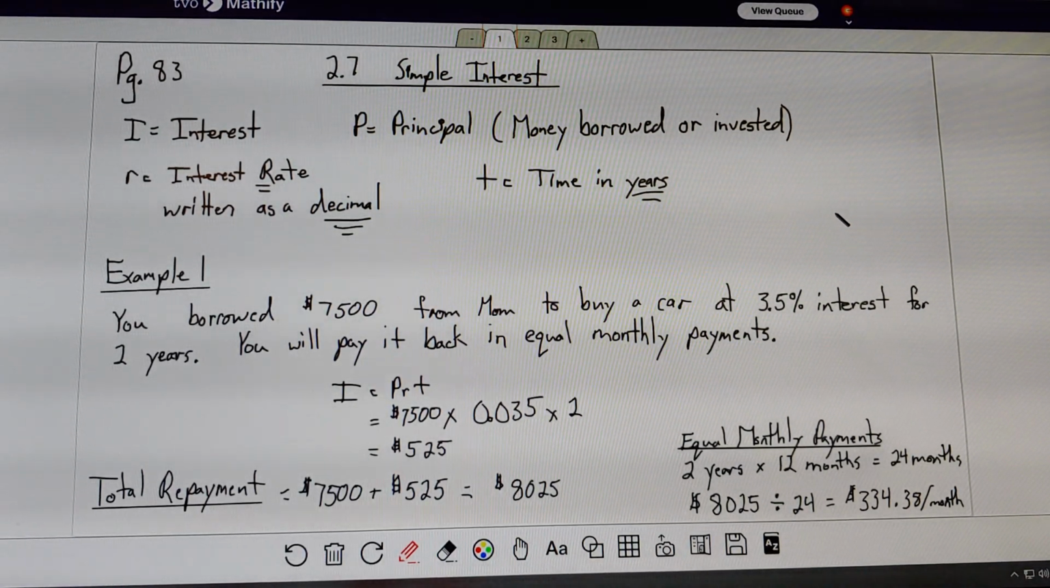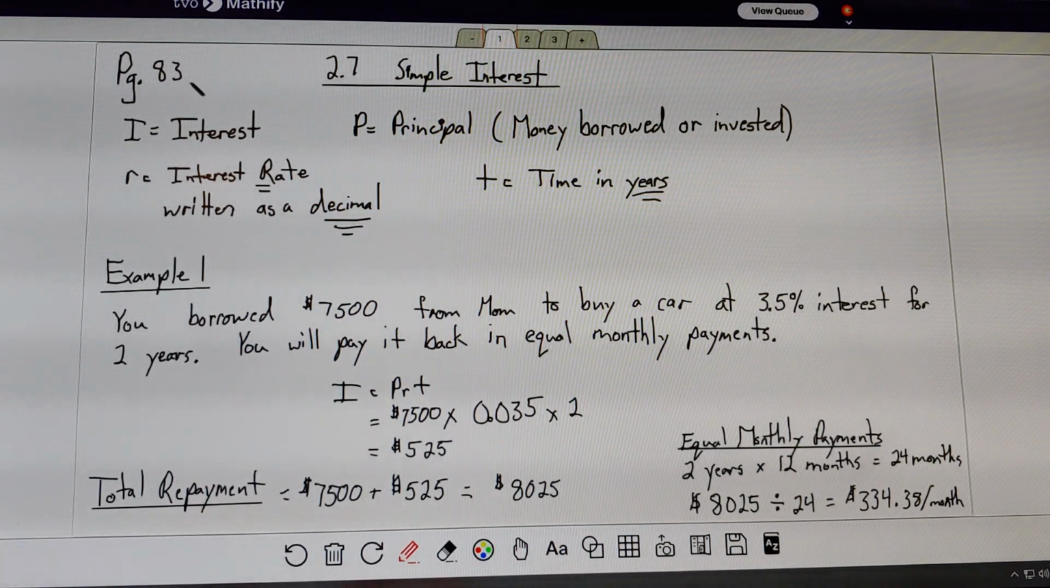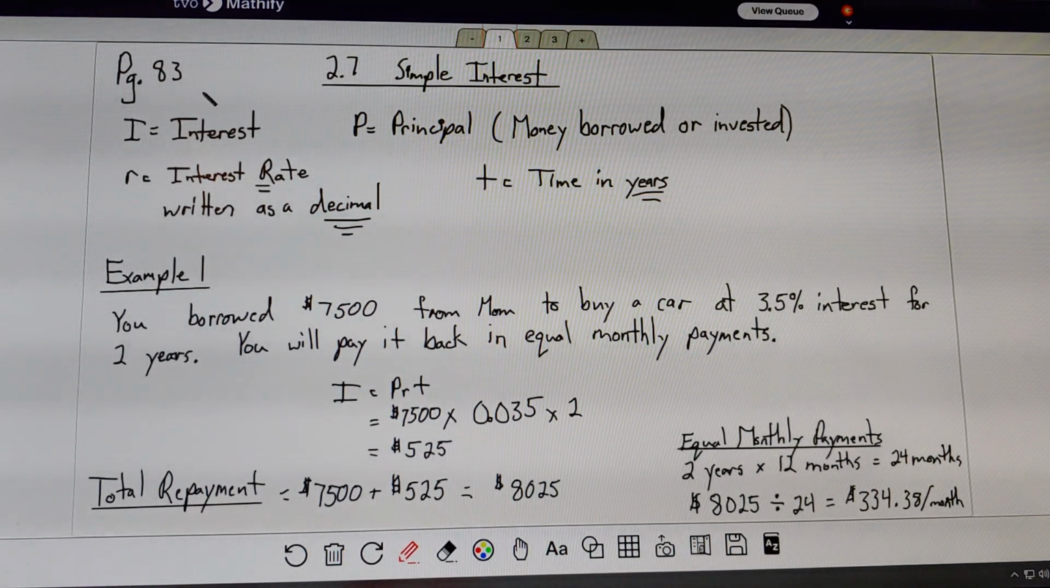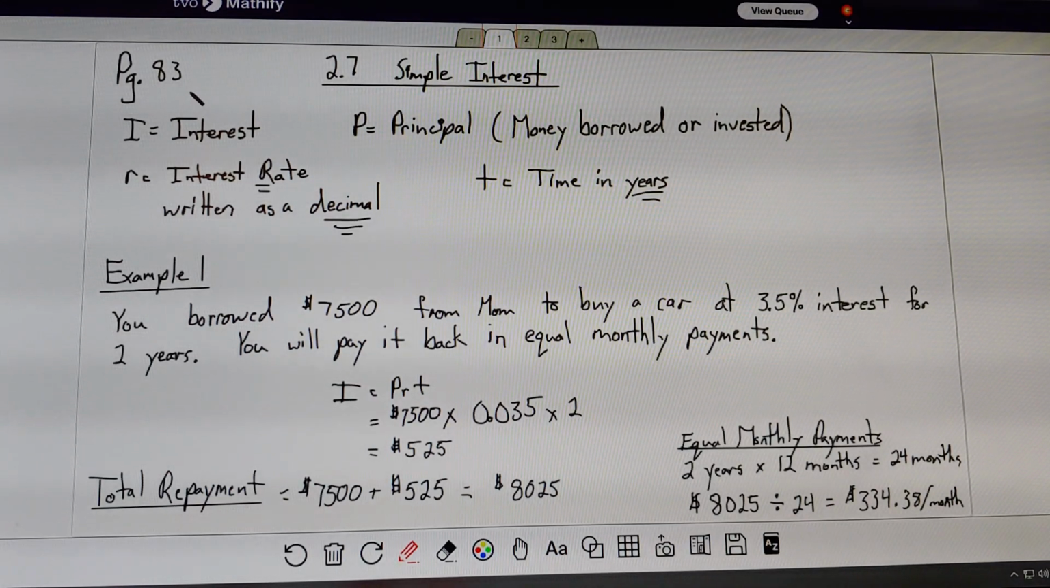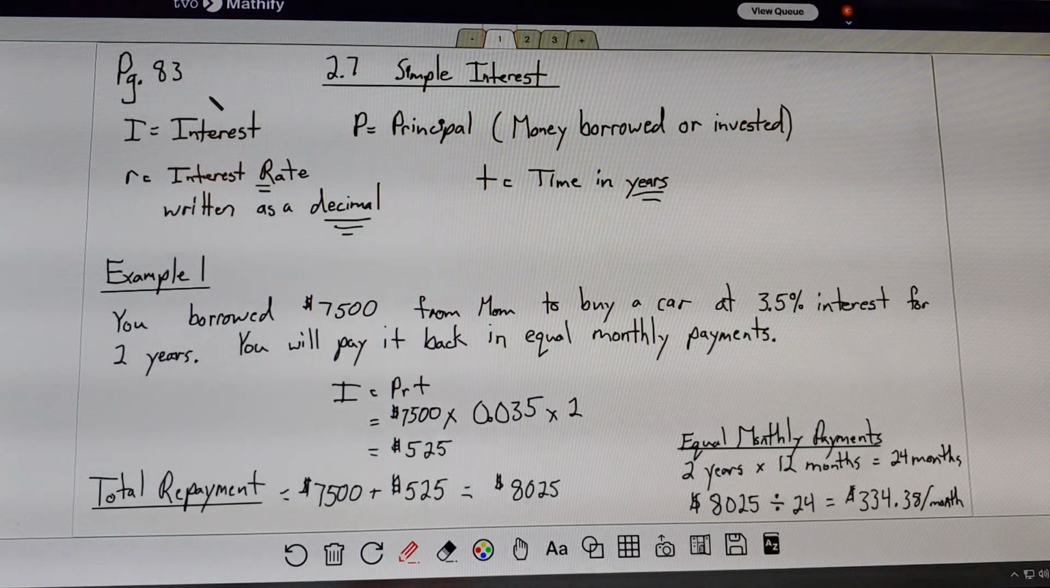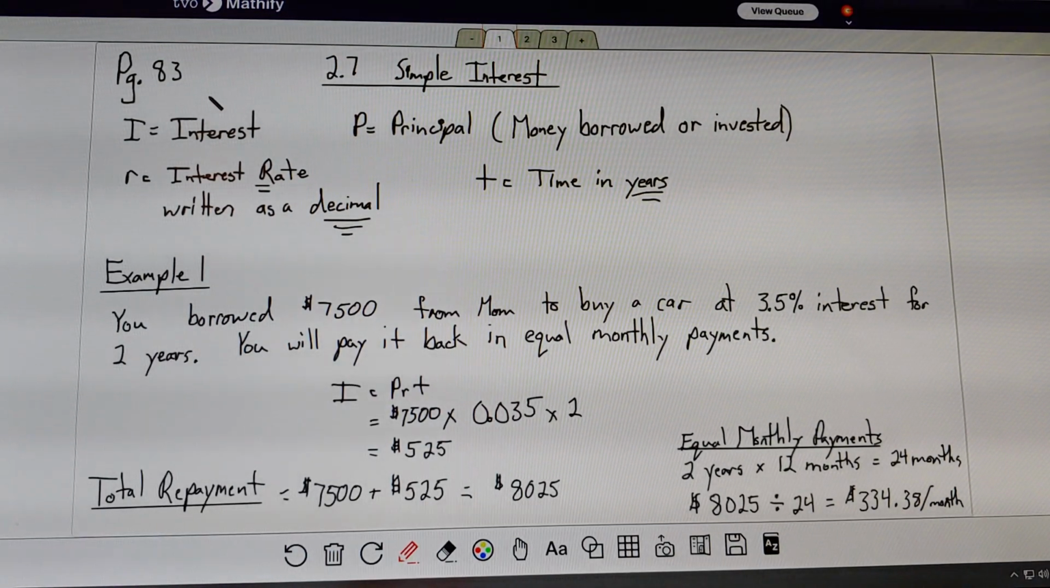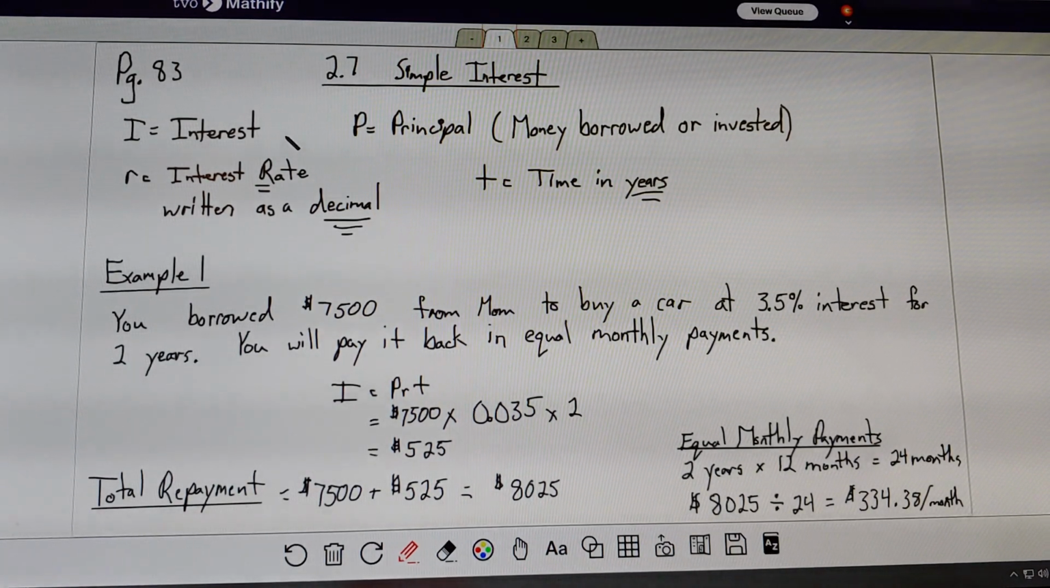So, as you can see, this is page 83 in the textbook. Hopefully you got that link from your parents talking about how to get access to the textbook online. If you're having problems with it, you can just have your parents email me and we'll see how it's going. And you can see it's 2.7 simple interest. And we have some things to start off with.